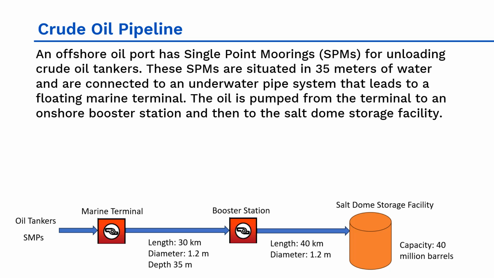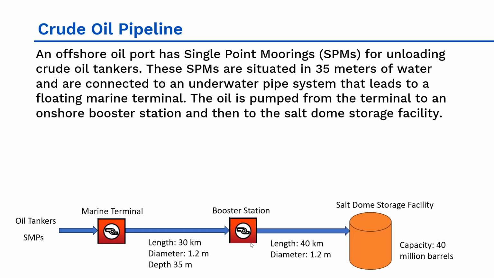Today I want to talk about another Flownex video, which is about a pipeline for transportation of crude oil. As you can see schematically at the bottom, we have oil tankers that use single point moorings before the marine terminals to collect the oil from the tankers, and then from these offshore terminals we send the oil to the booster station that we have.